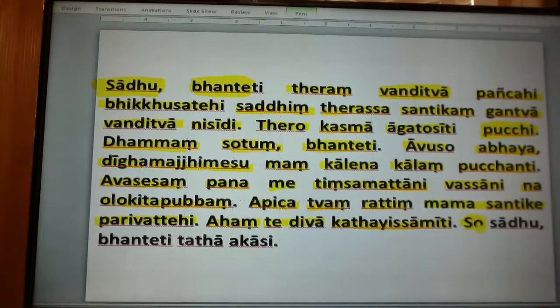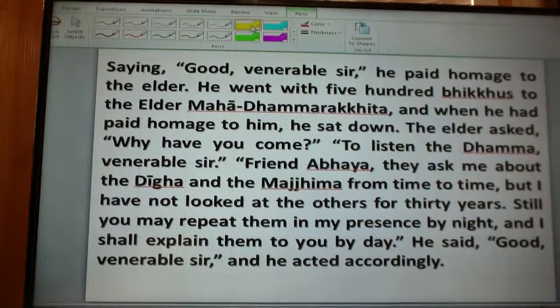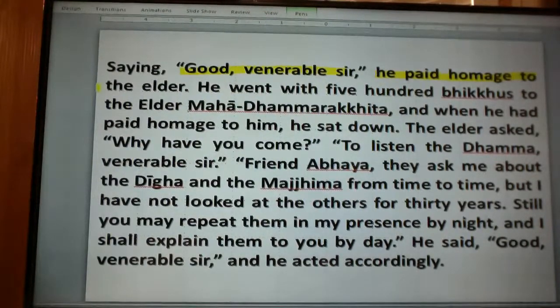So the Abhidhamma Sadhu Banditi. Sadhu Banditi means he agreed. And Datta Akasi means he did accordingly. Okay. So that's why here the English translation says Good Banavasa, he paid homage to the elder. The elder means Mahadhamma Rakita Thera. He went with the 500 bhikkhu to the elder Mahadhamma Rakita Thera, and when he had paid homage to him, he sat down.